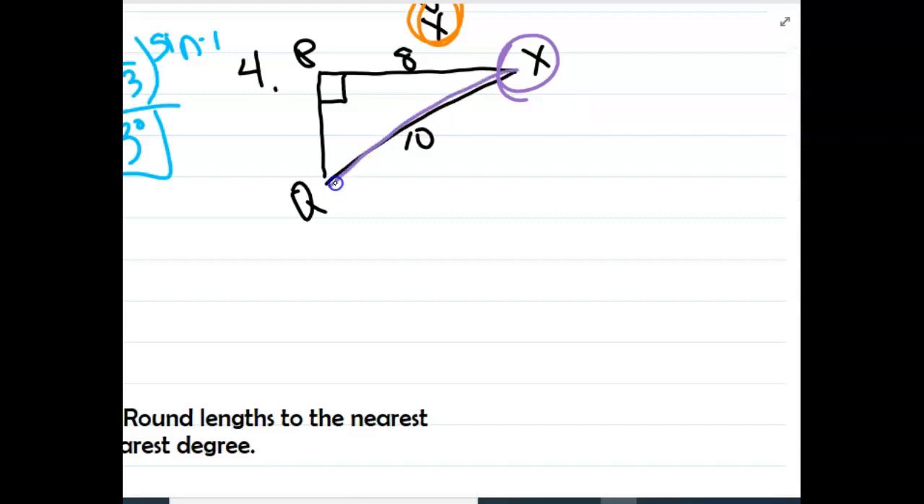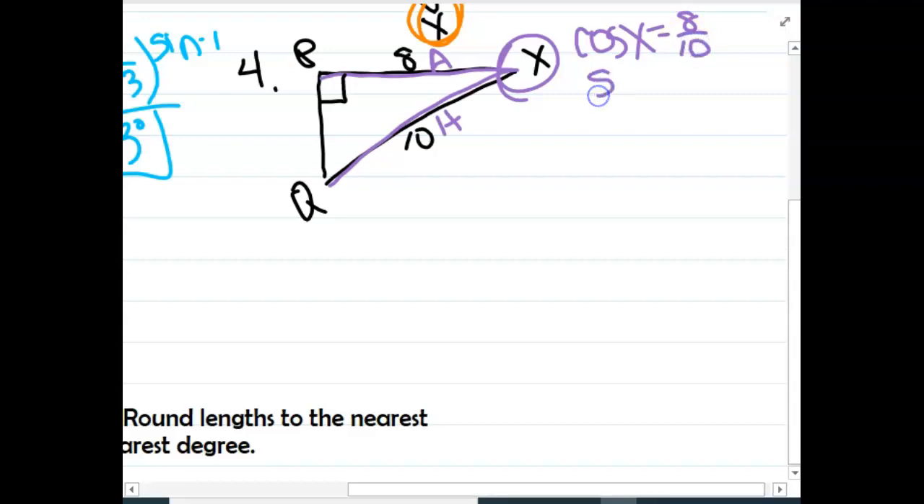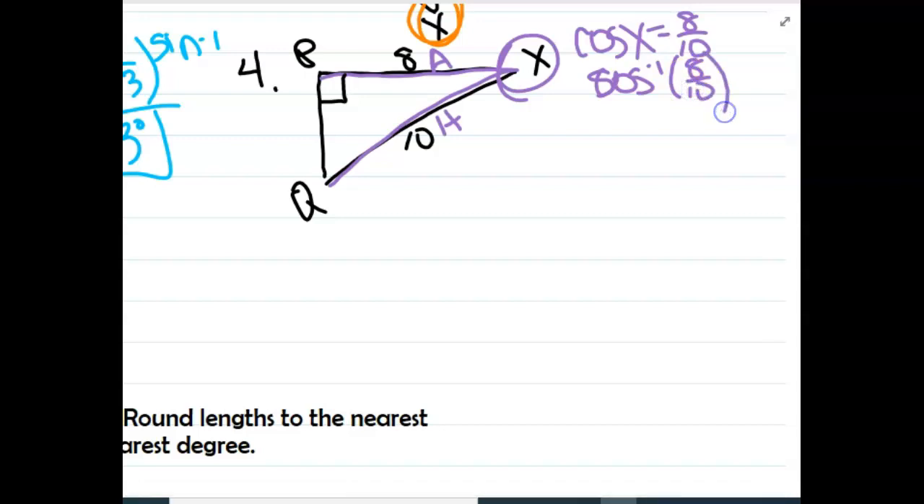Okay, if I'm solving for X, what ratio am I going to use? Cosine, yeah, because I have adjacent and hypotenuse, so we would take the cosine of X equals adjacent, 8, over hypotenuse, 10, so we would take the inverse cosine of 8 over 10, and we should get 37, very good.